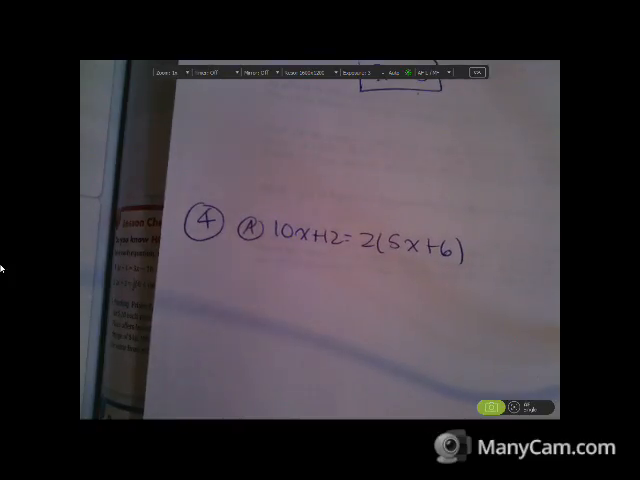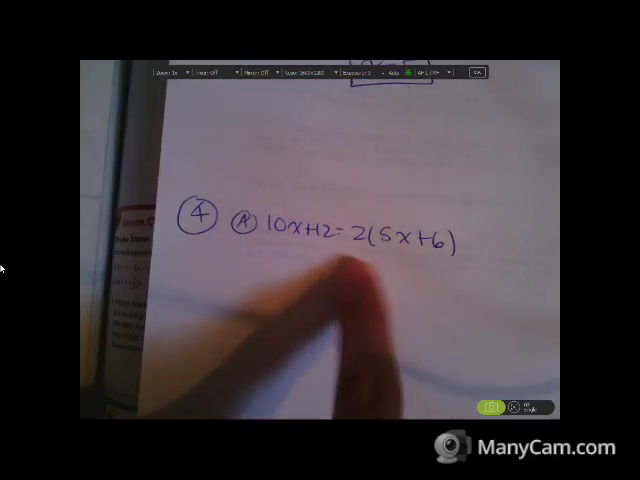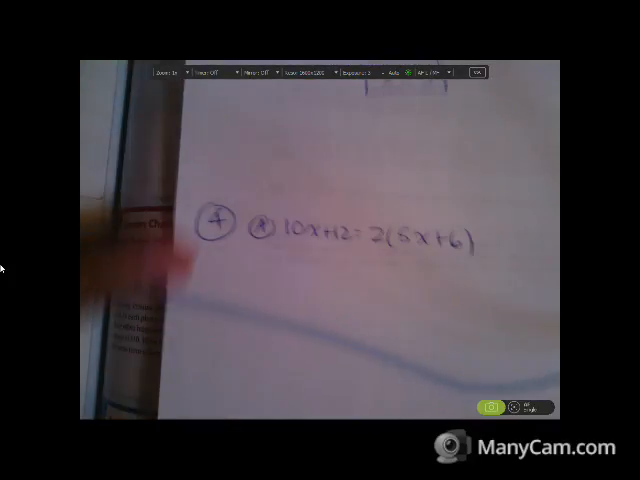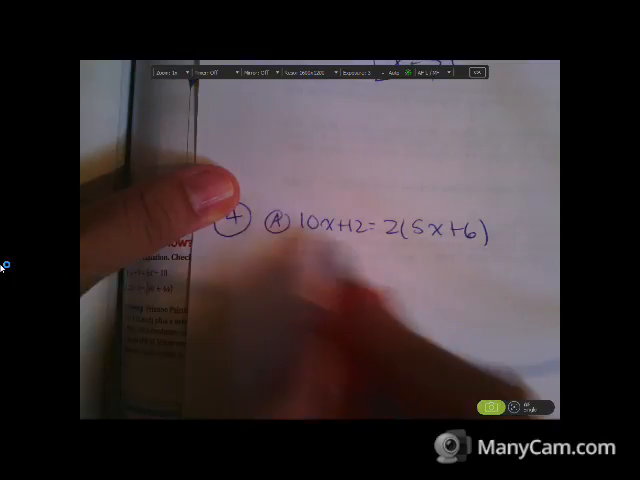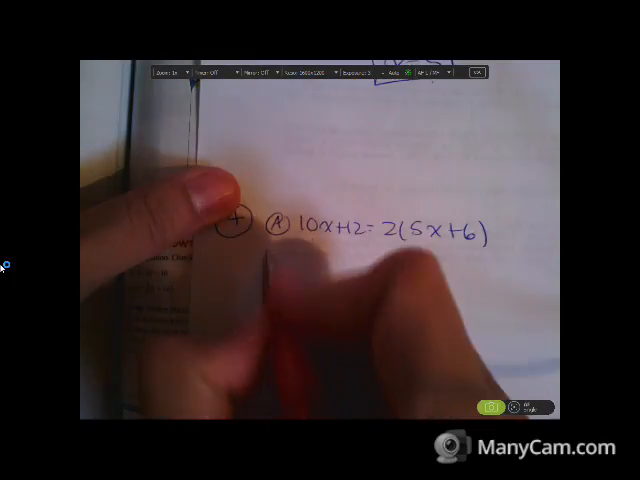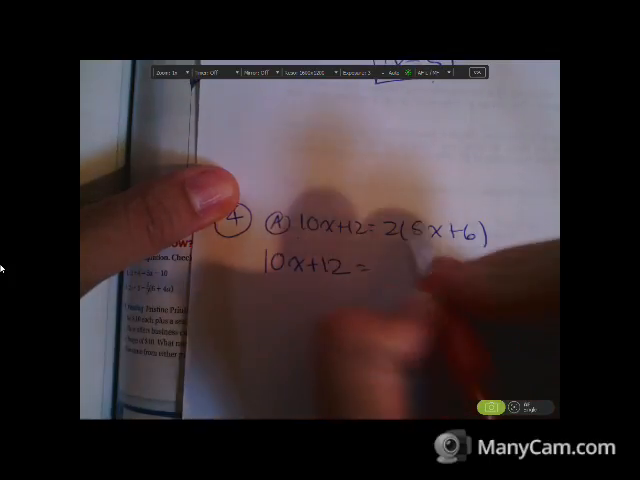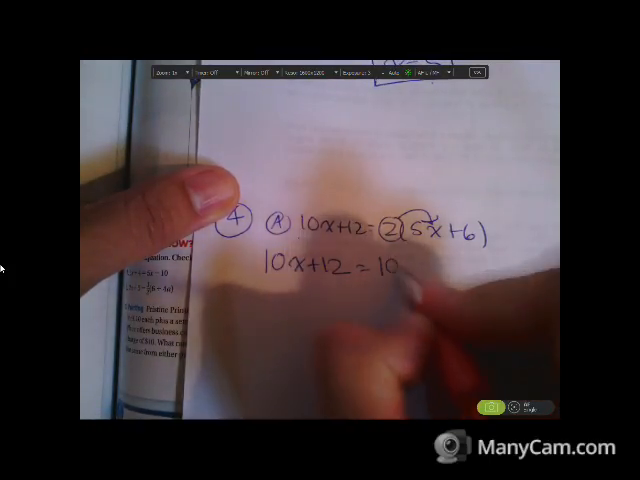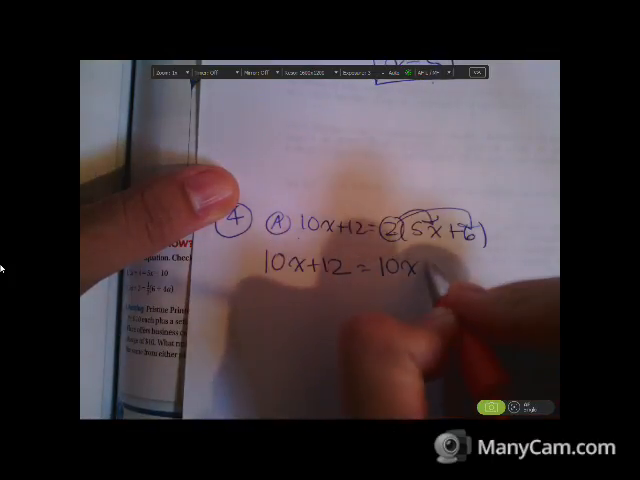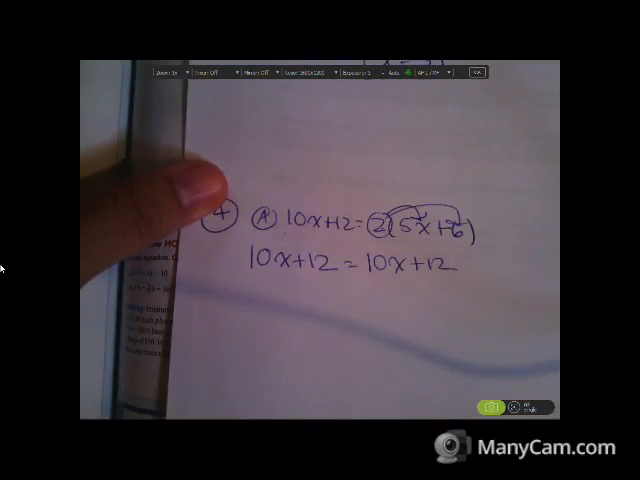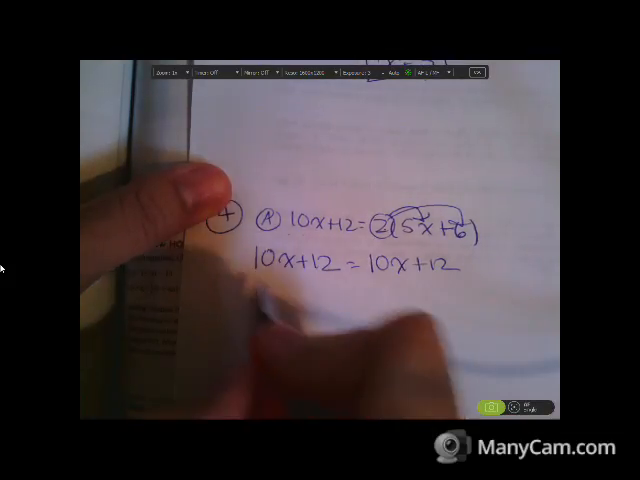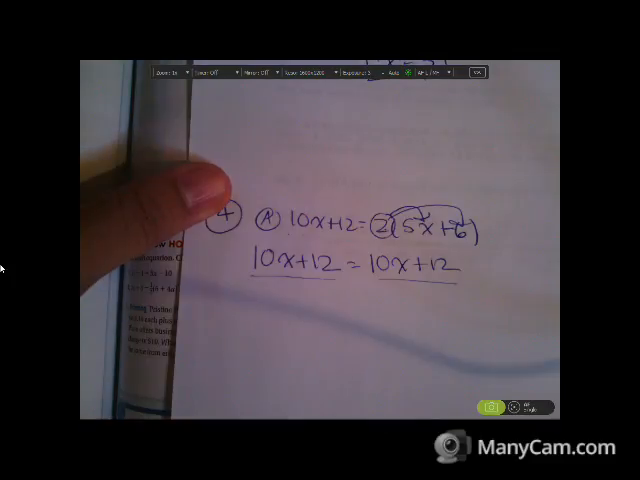Alright, and number 4. Number 4 asks to find the solution of this equation. So, you can see it looks like the one from number 3. But now, we don't have to worry about moving 10x at all, because this stays the same. And now, what property are we going to use over here? Distributive. So 2 times 5x is 10x. 2 times 6 is 12. And see, we can stop right here, because you notice that 10x plus 12, the left side, is exactly the same as the right side, right?